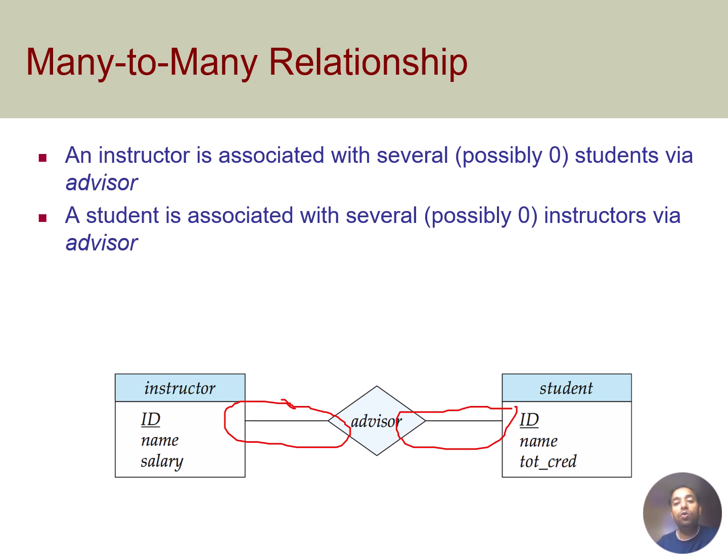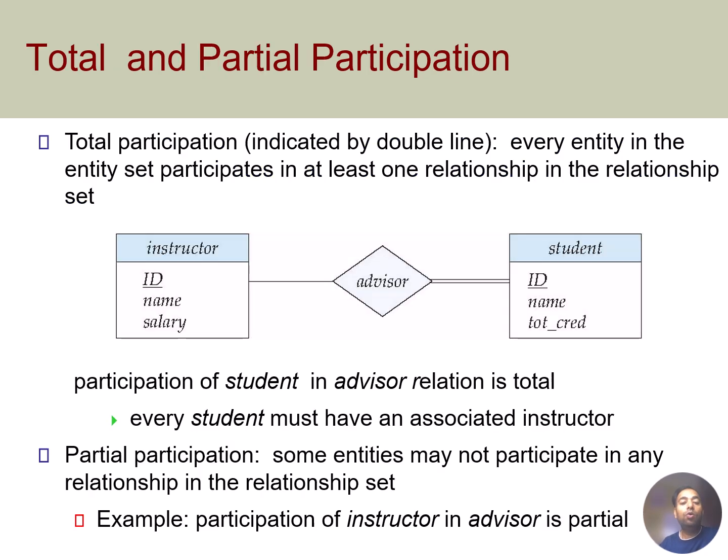Understanding when to use many-to-many is critical in schema planning. Now let's move to the idea of participation: whether every entity must be involved, total or partial participation. Participation tells us whether all entities in a set must participate in a relationship. Total participation means every entity must be involved.